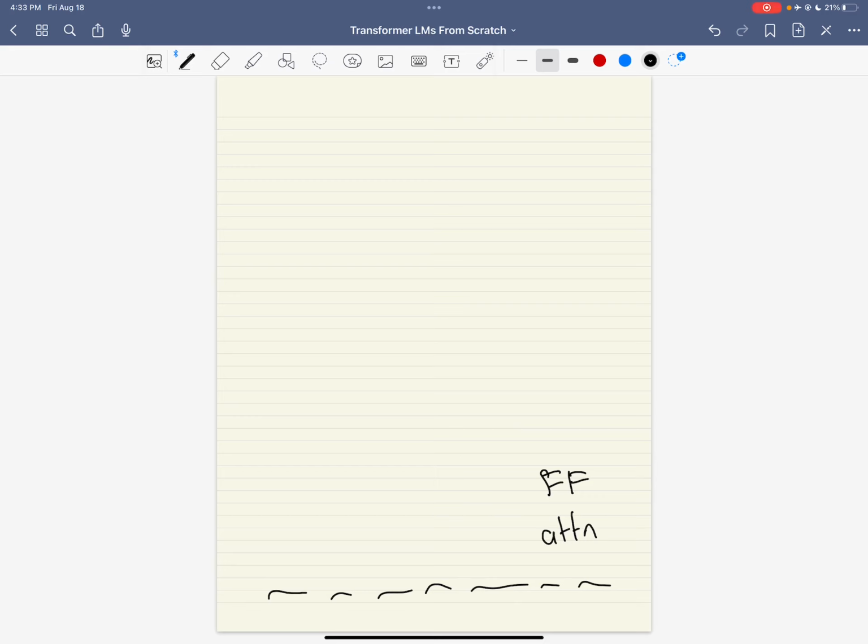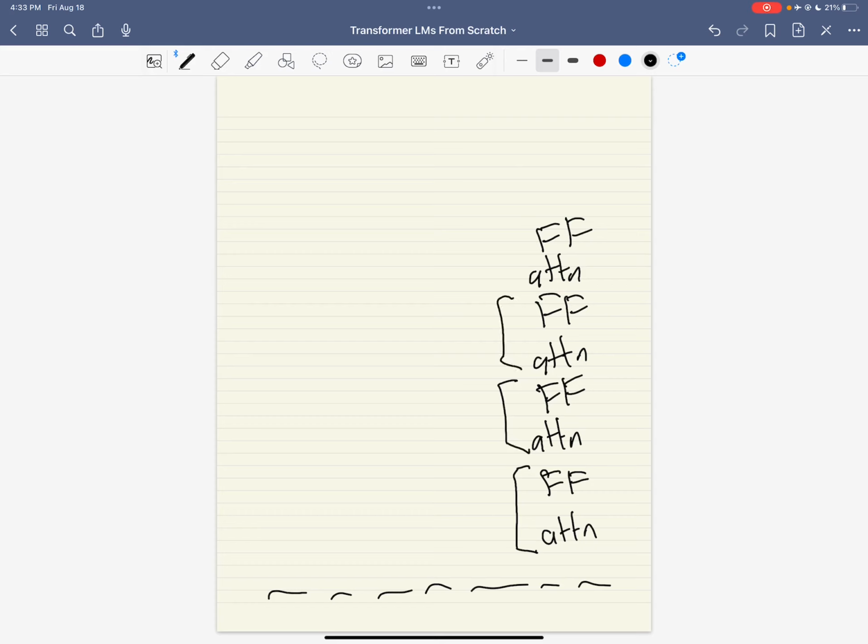And we're going to have more and more of these layers. If you have an attention layer followed by a feed forward layer, that's called a transformer layer. And so what I just drew is a 4-layer transformer language model.